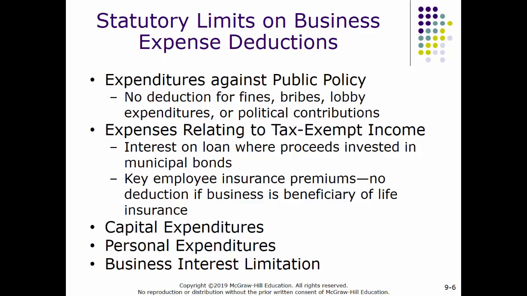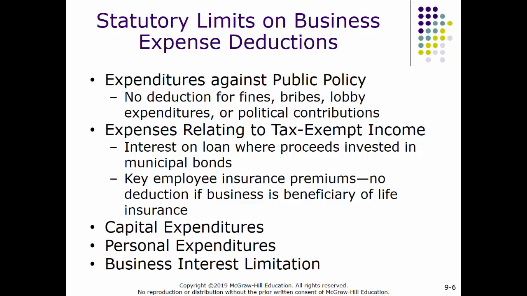Expenditures against public policy are not allowed, so Congress does not want to help fund the payment of fines, penalties, bribes, lobbying, political contributions, and other types of expenditures. Also, if the expense relates to tax-exempt income, then the expense itself is not going to be deductible because the income is going to be exempt. So if the taxpayer has the benefit of not having to report the income and pay taxes on it, Congress is not going to allow them the benefit of being able to deduct the related expenses.